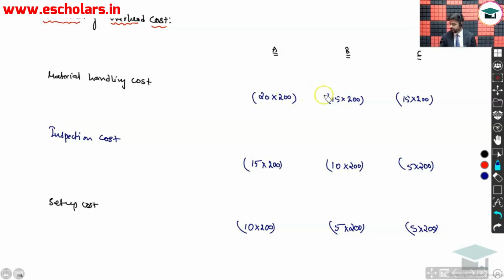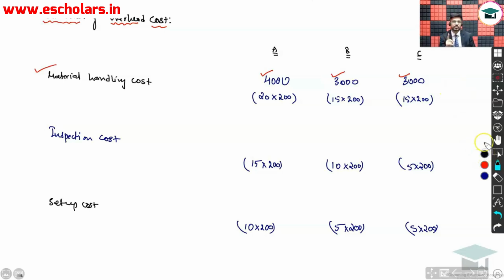So 20 into 200 will give you 4,000 rupees. 15 into 200 will give you 3,000 rupees. And 15 into 200 will give you 3,000 rupees. So this is the amount of overheads, 4,000, 3,000 and 3,000, which you have absorbed on your products A, B, C. This is the cost of material handling using ABC system.